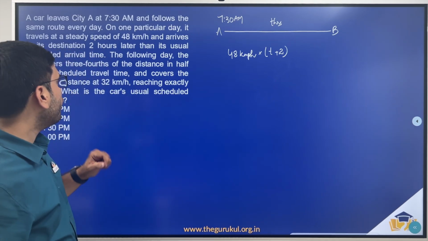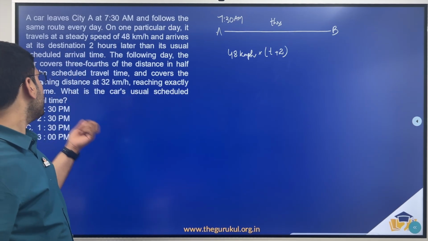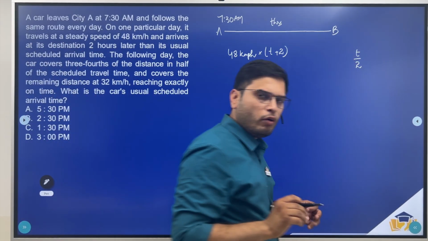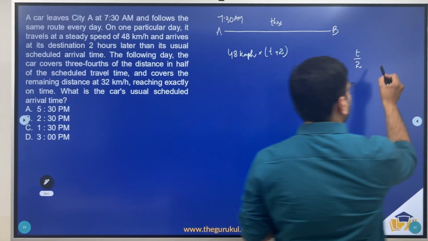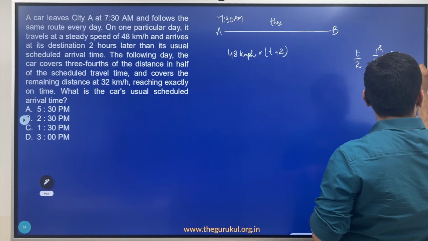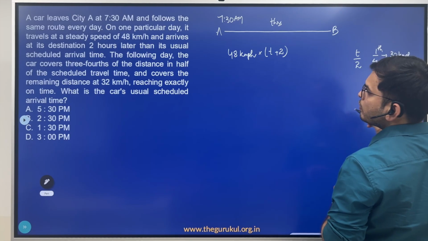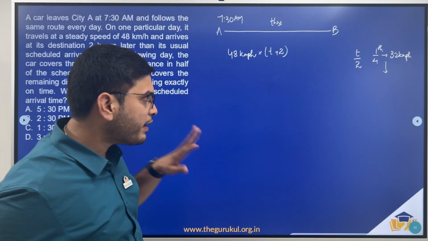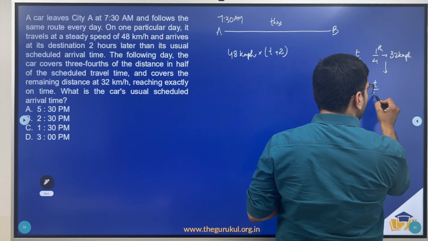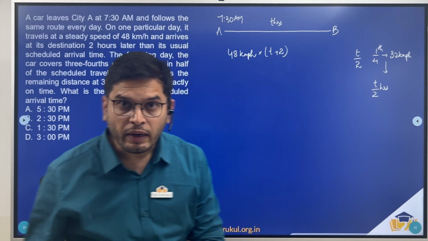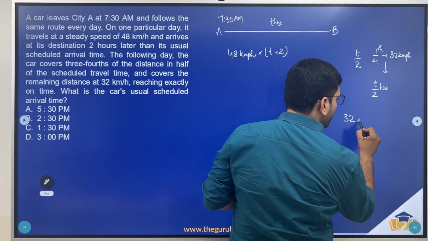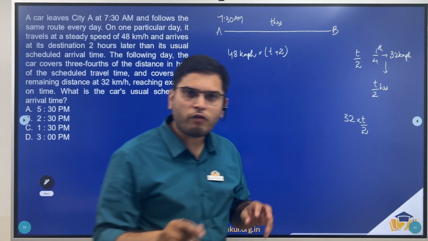Okay. And the following day, the car covers 3/4 of the distance in half of the scheduled travel time. Right. So it has covered 3/4 of the distance in t by 2 hours, and the remaining 1/4 of the distance was traveled at 32 kilometers per hour, and this took how much time? Right, reaching exactly on time. So to cover the last 1/4 at 32 kilometers per hour, it has taken t by 2 hours. Right. So the last 1/4 of the distance is nothing but 32 into t by 2. Now what is this? 1/4 of the total distance.